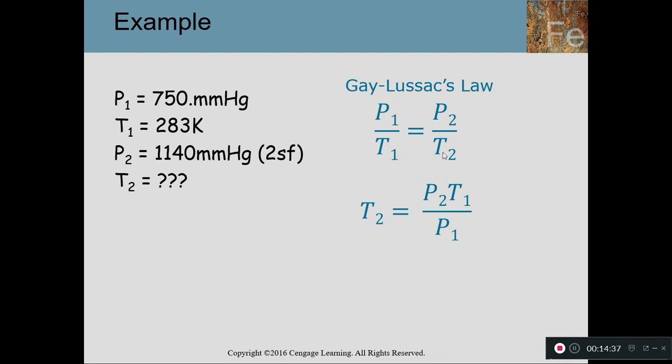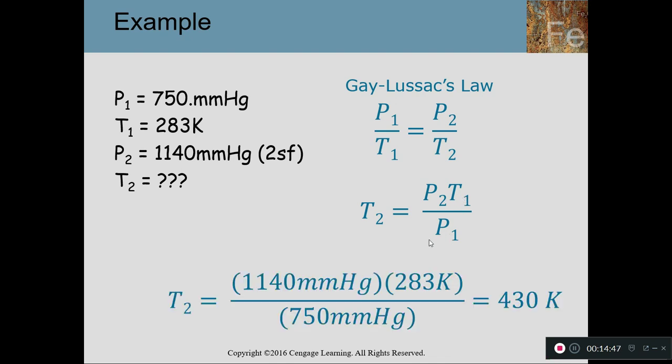I'm going to solve for T2. The way I would do that is cross multiply and then divide both sides by P1. I get T2 equals P2 times T1 over P1. Plug the numbers in, get an answer. That means my new temperature has to be 430 kelvins compared to 283 kelvins. That's a pretty big increase in temperature, 160 degrees as opposed to the 10 degrees we started off with.